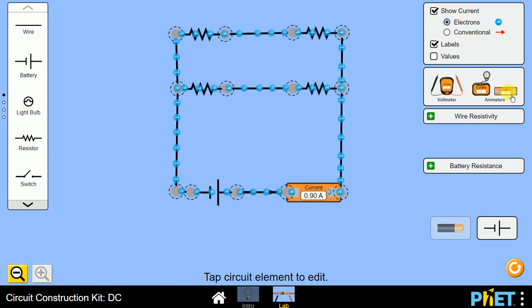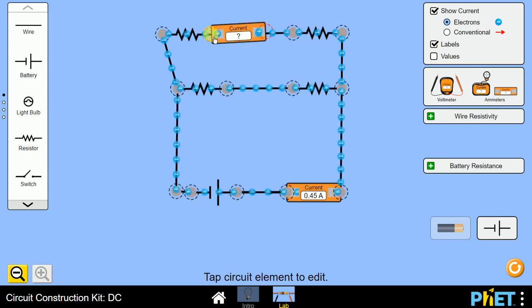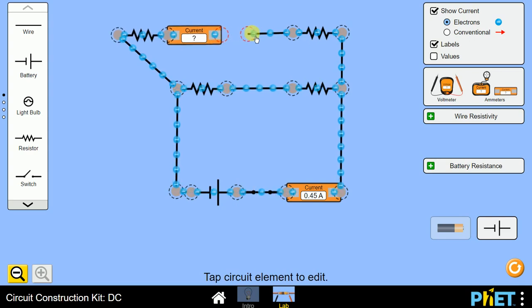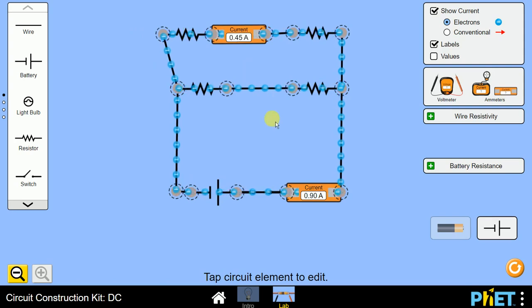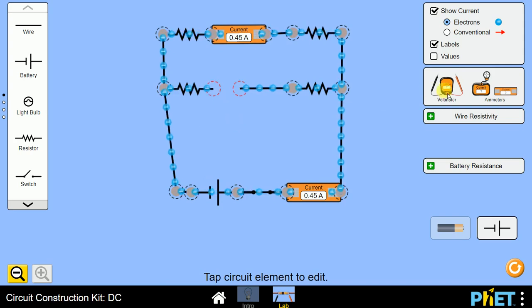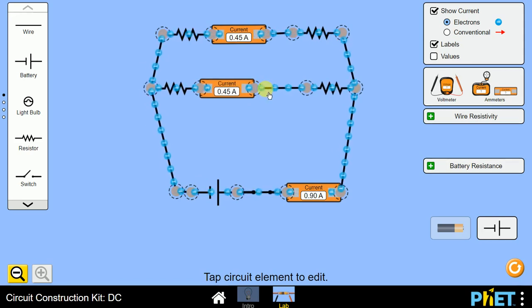So shall I put one ammeter here also? Okay, I will put one ammeter here also. So let's put one ammeter here also. And then join this here also. You did one ammeter here also. Abhi one more ammeter I need. So I'll join it to here and then join this here. Okay, clear?